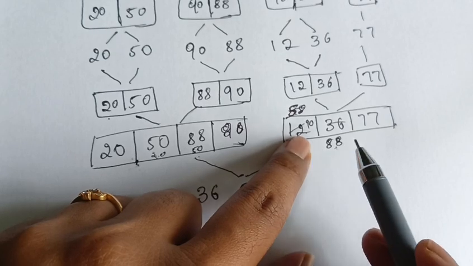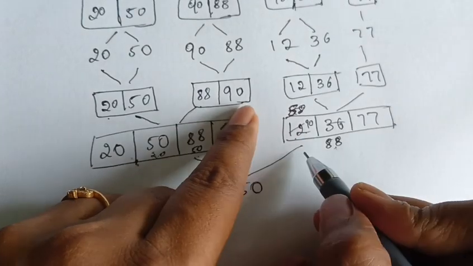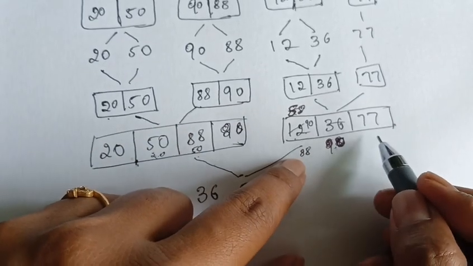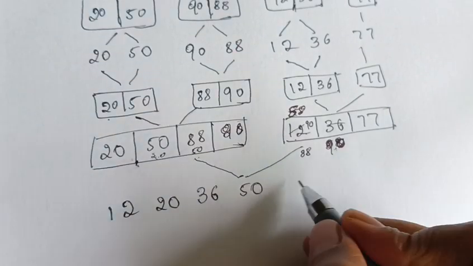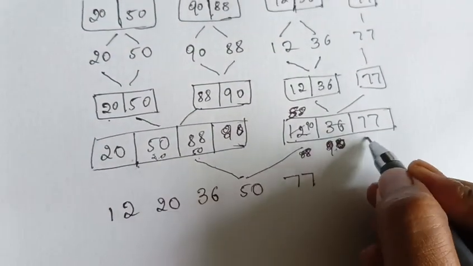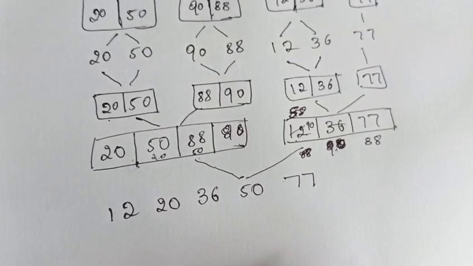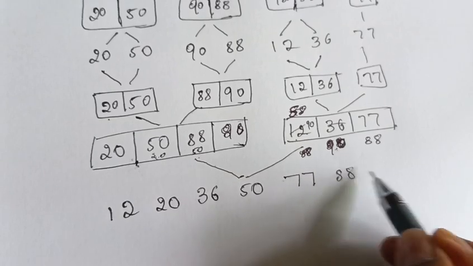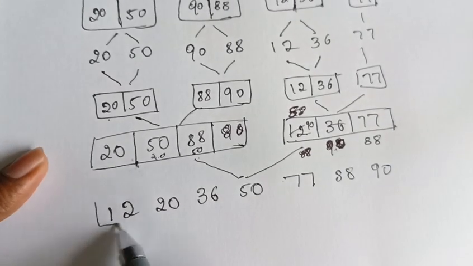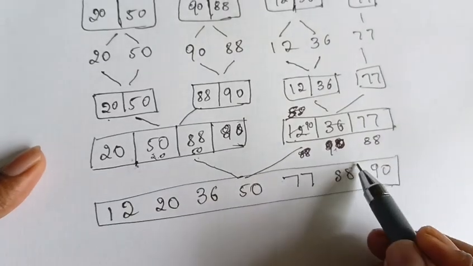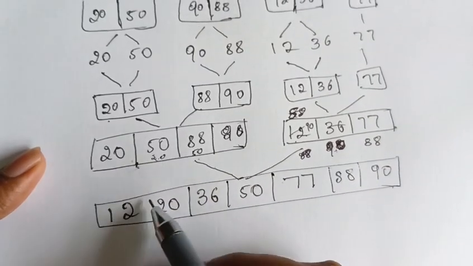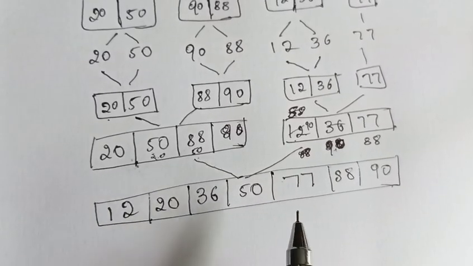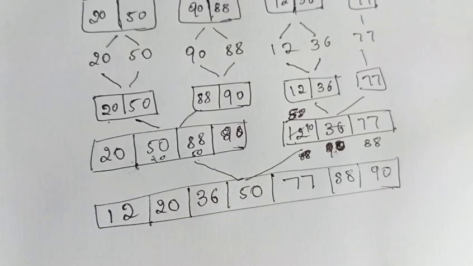This is 90. Is 90 less than 88? No. Swap. 88 comes here. 90 goes here. Is 88 less than 77? No. Condition is false. 77 comes here. 88 goes here. Next. Is 90 less than 88? No. So swap. 88 and then 90. So this is how we'll just do. So this is the final sorting. So here 12, 20, 36, 50, 77, 88, 90 is the sorted element.